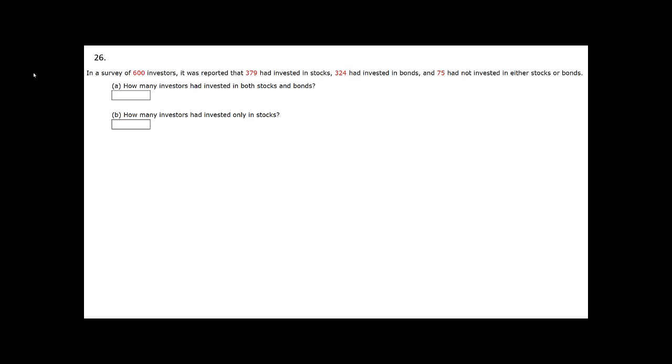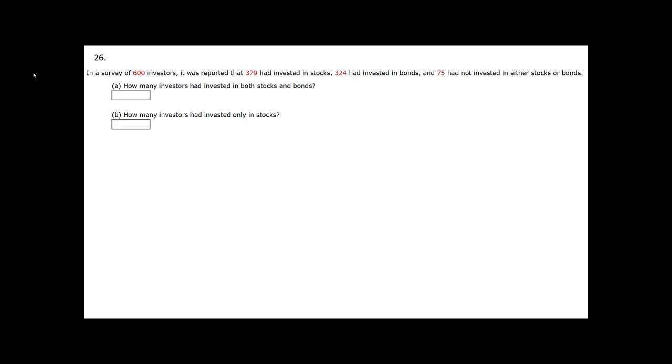Number 26. In a survey of 600 investors, it was reported that 379 had invested in stocks, 324 had invested in bonds, and 75 had not invested in either stocks or bonds. Question A, how many investors had invested in both stocks and bonds? And B, how many investors had invested only in stocks?